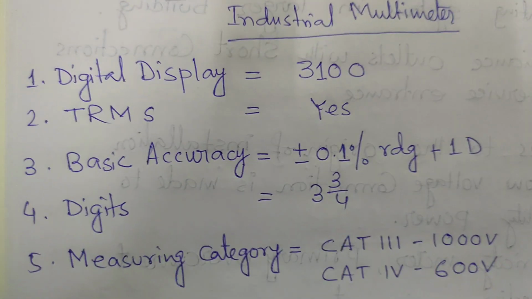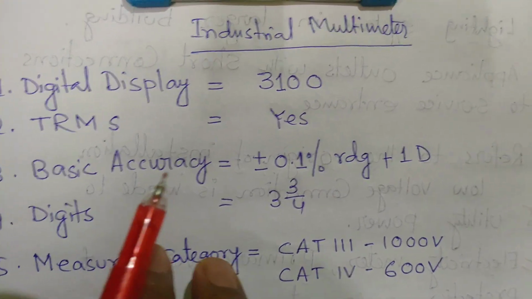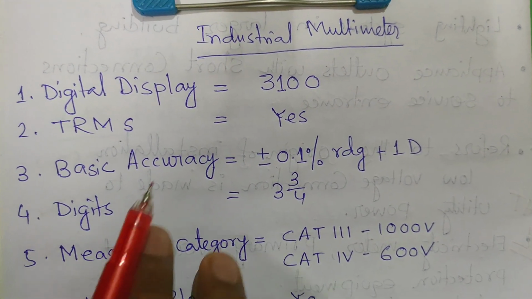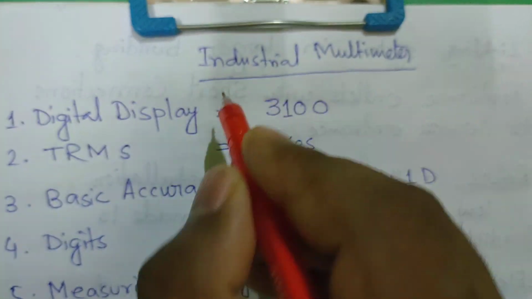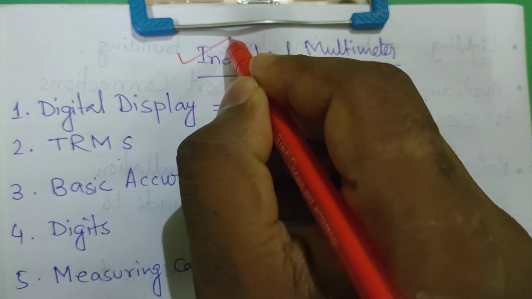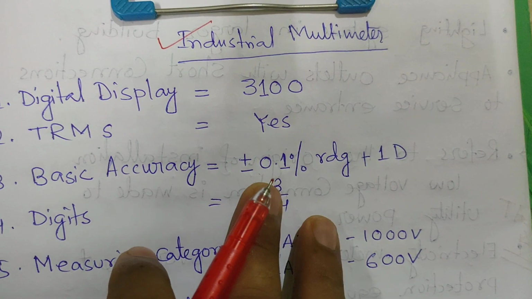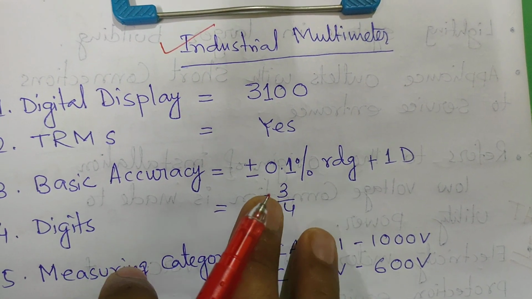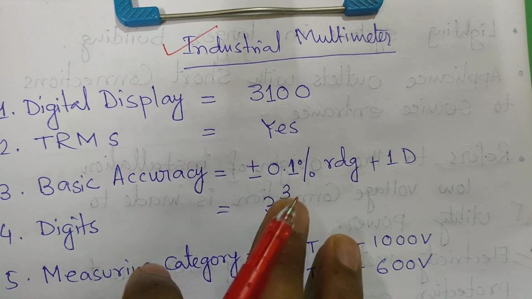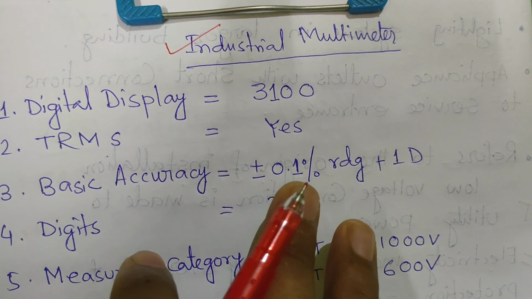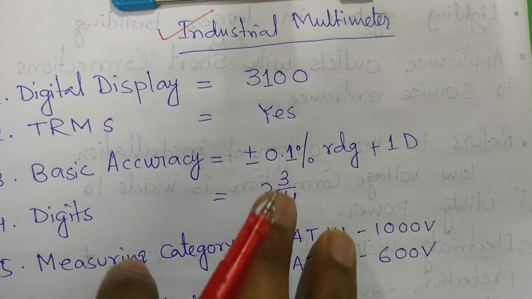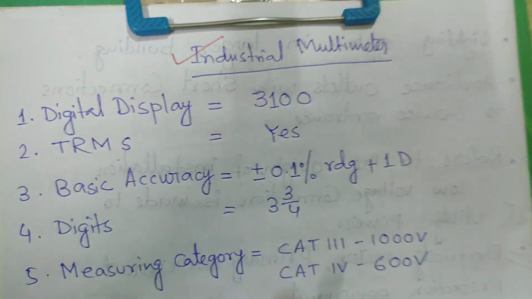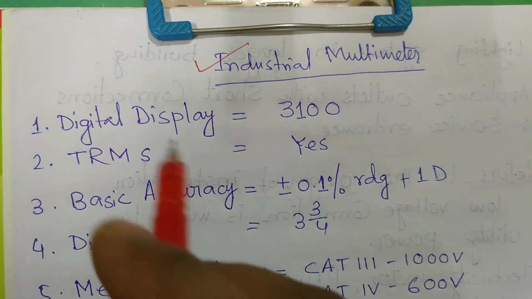Amongst the different types of multimeters, nowadays we are using them for different locations. Today's discussion topic is the industrial multimeter, because these industrial multimeters we are using in the substations, powerhouses, power plants, switchyards, wherever the measurement is needed. So let us discuss the details of this.